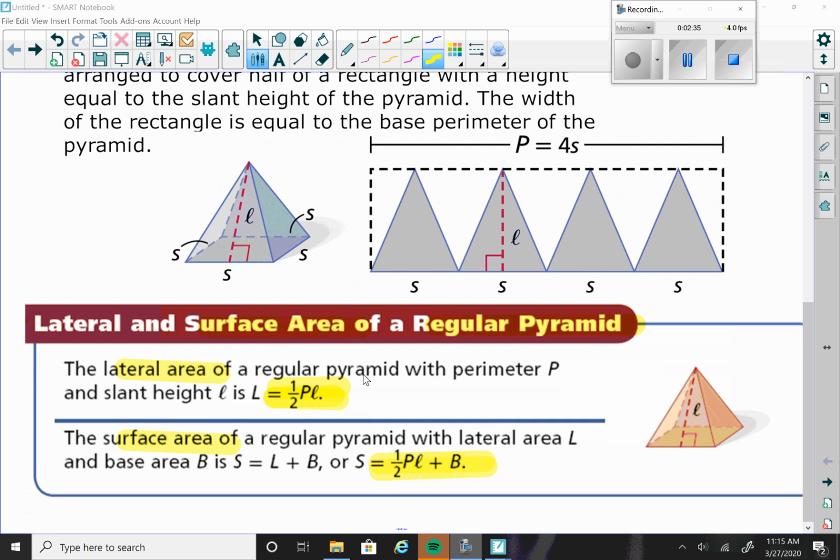So again, the lateral area is 1/2 the perimeter of the base times the slant height. And then the total surface area is that lateral area plus the base, whatever that base is. So again, I'd like you to pause the video now and go ahead and copy down these formulas for the surface area and lateral area of a regular pyramid.